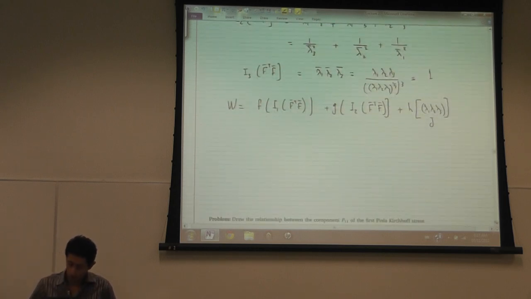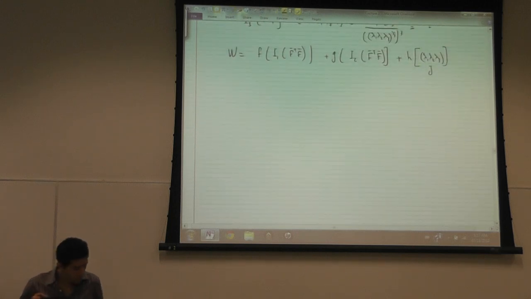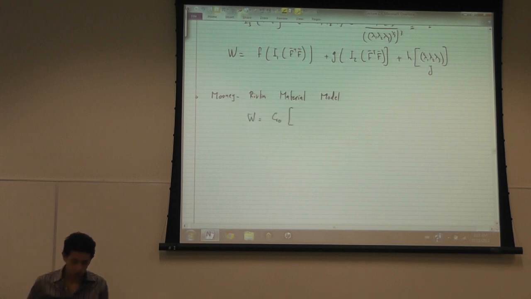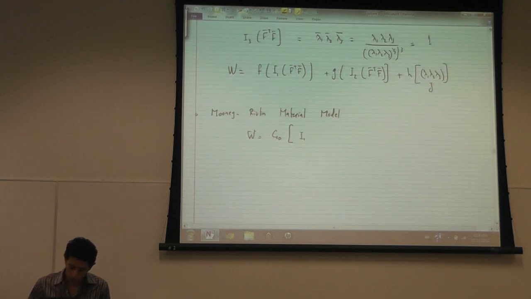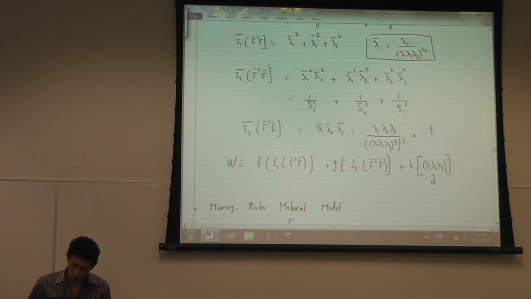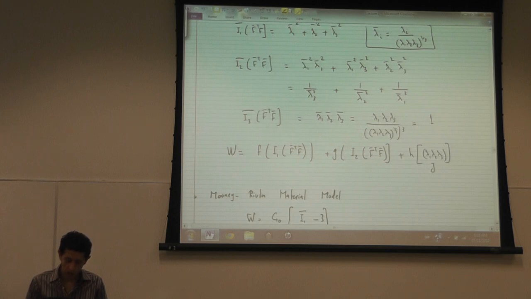And the forms that are available are the Mooney-Rivlin material model. It has the form W is equal to C10, a material constant, multiplied by I1 bar minus 3. I'm just putting these bars to differentiate them from the previous ones, and then we studied in the previous lecture. So I1 bar minus 3 is basically lambda 1 bar squared, lambda 2 bar squared, lambda 3 bar squared.